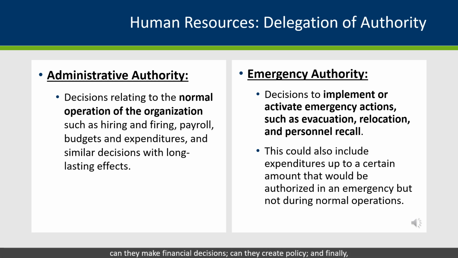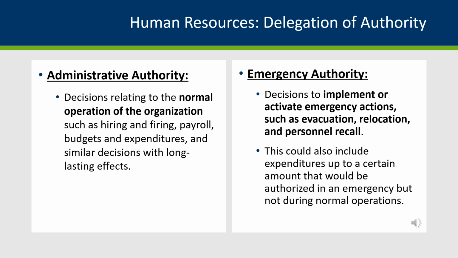Can they make financial decisions? Can they create policy? And finally, any additional legal considerations. Define the type of authority and add the definition and parameters for each type of authority by essential function. As noted in the previous slide, there is a delegation of authority by orders of succession table in the COOP plan template where these results can be documented.